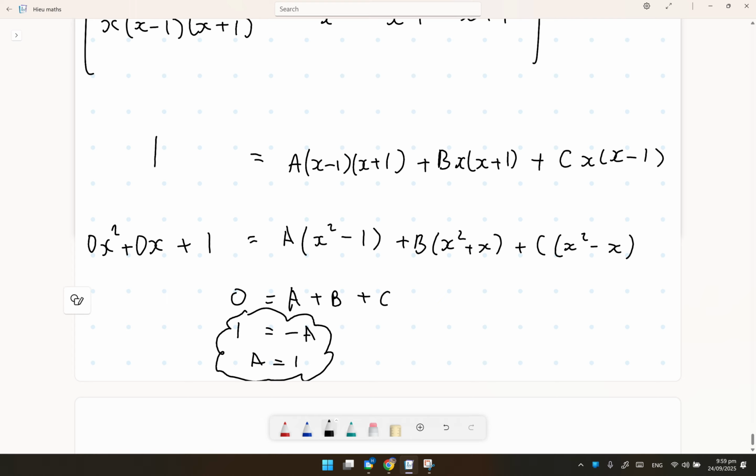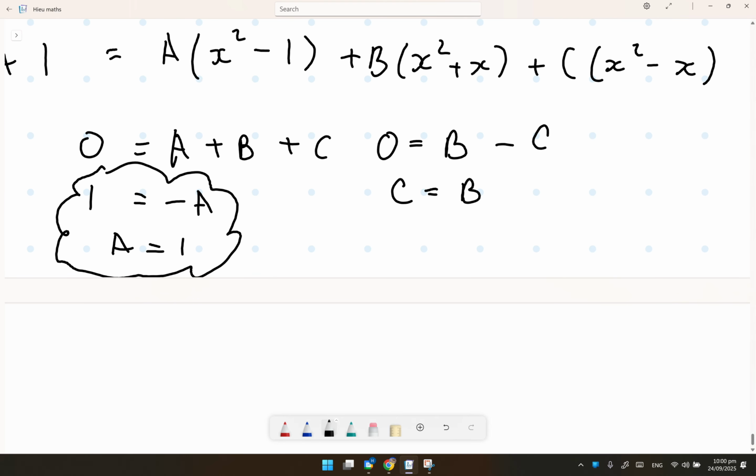And next, let's look at the x coefficients. So a isn't multiplied by x, so a isn't part of the x coefficient. B is multiplied by x, so that's b, plus c multiplied by minus x, which means c is a negative coefficient, and the coefficient of x on the left side is going to be 0. So 0 equals b minus c, and therefore c is equal to b.